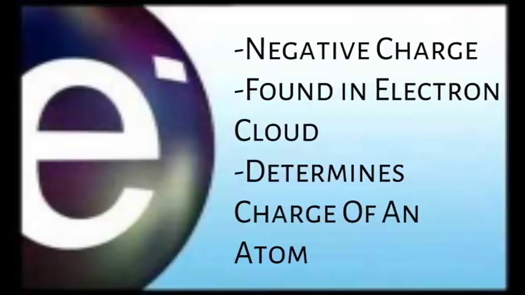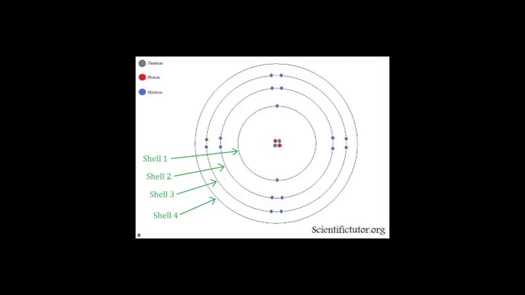An atom is neutral if the number of electrons equals the number of protons, but if it doesn't match, then the atom is an ion, which means it either has extra electrons and has a negative charge, or is missing some electrons and so it has a positive charge.